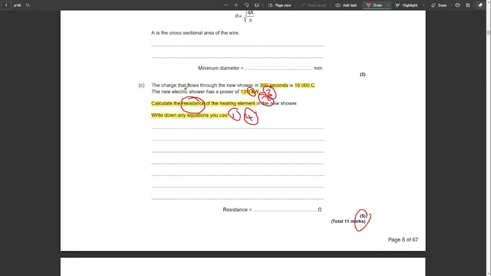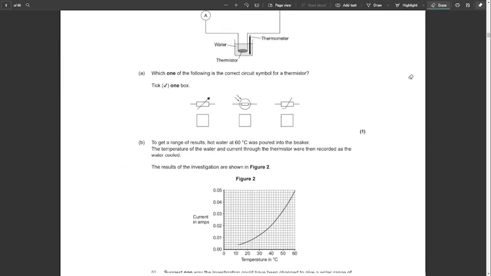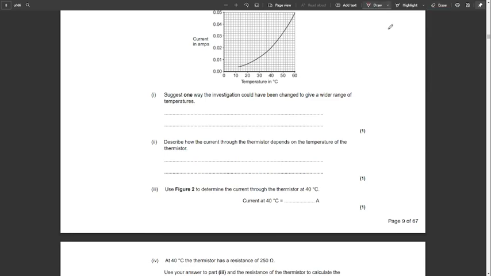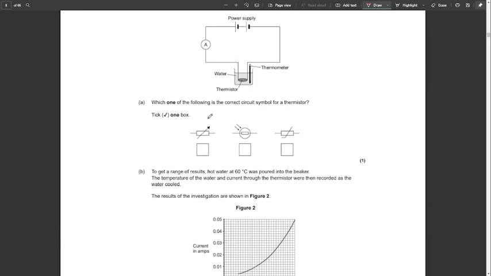Let's take a look. Kilowatts, so resistance of the heating element. Chances are I don't actually know where the 5th mark would come from in this question without doing it, but I'm sure there is a 5th mark somewhere in there. But we won't worry about that for the moment because we aren't answering the question.